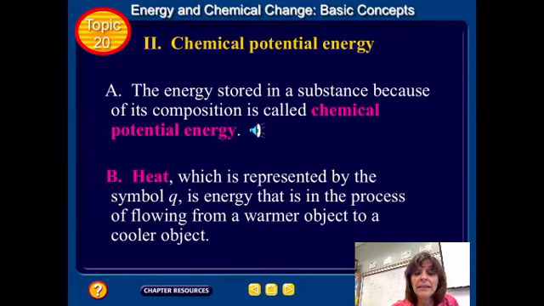Heat is how we measure that energy that is released or absorbed. Heat uses the symbol Q when you're talking about how it's quantified in a lab, and it's the energy that's in a process of flowing from a warm object to a cool object. We talked about this when we did the ice cream. The energy went from the ice cream mixture into the ice, not the opposite way around. Heat flows because heat is that energy. Cold is that absence of the energy.